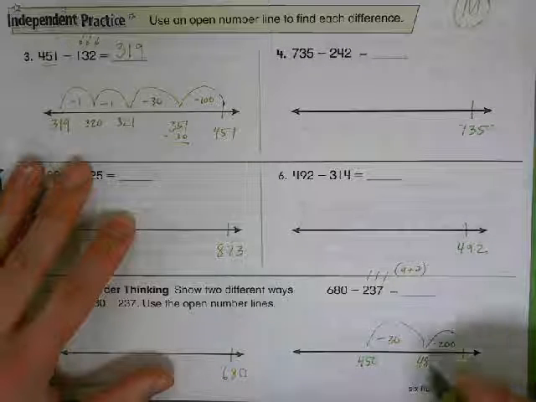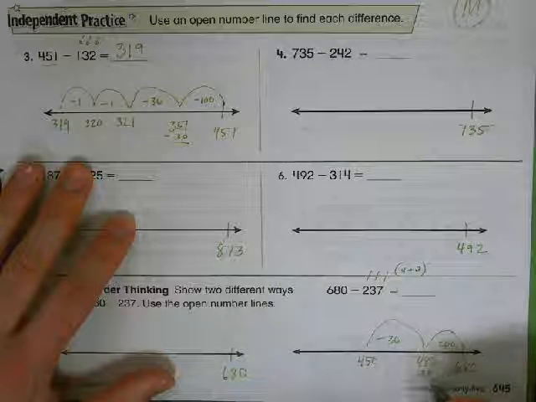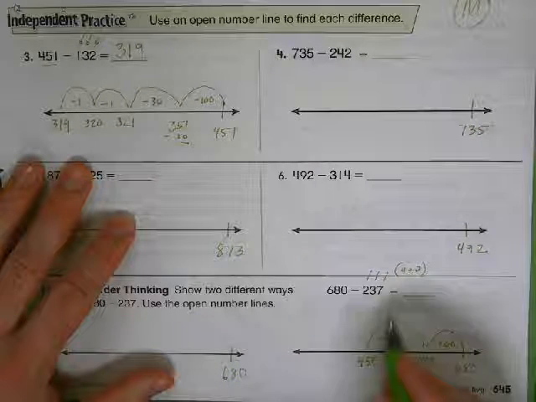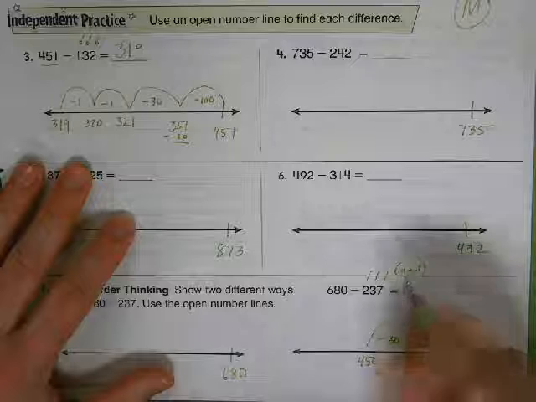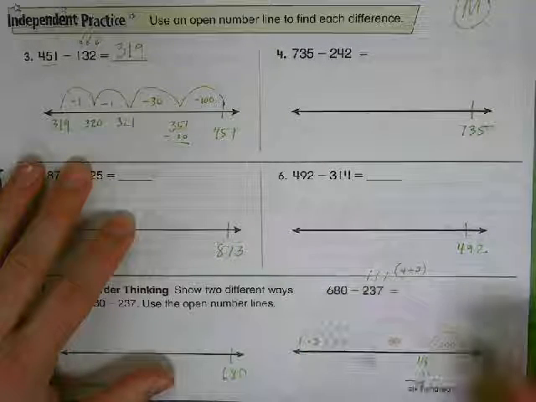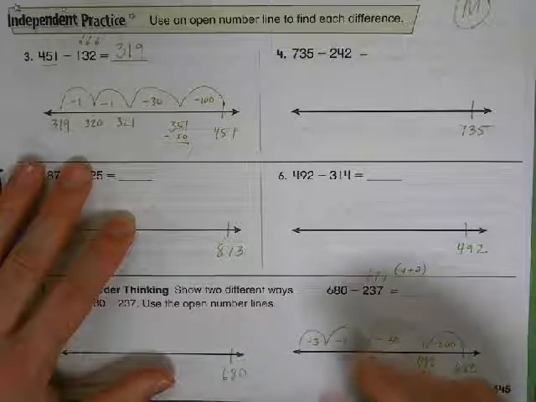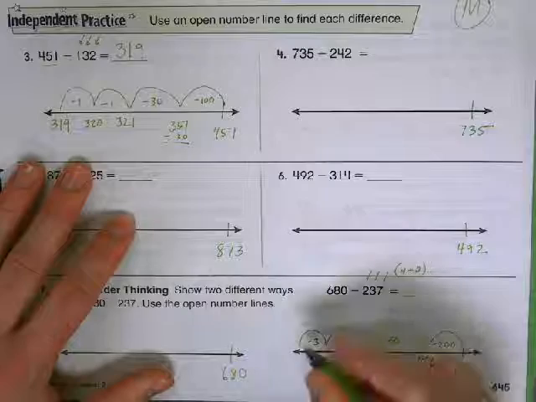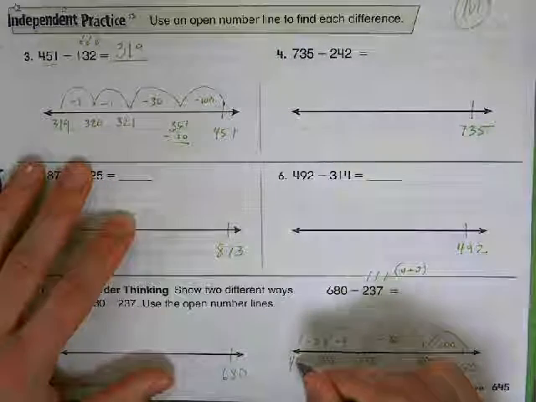Don't believe me? Subtract it. 0, 5, 4. And then 4 and 3, you can break that apart and say minus 4, minus 3. 450 minus 4 is 446. And 446 minus 3 is 443.